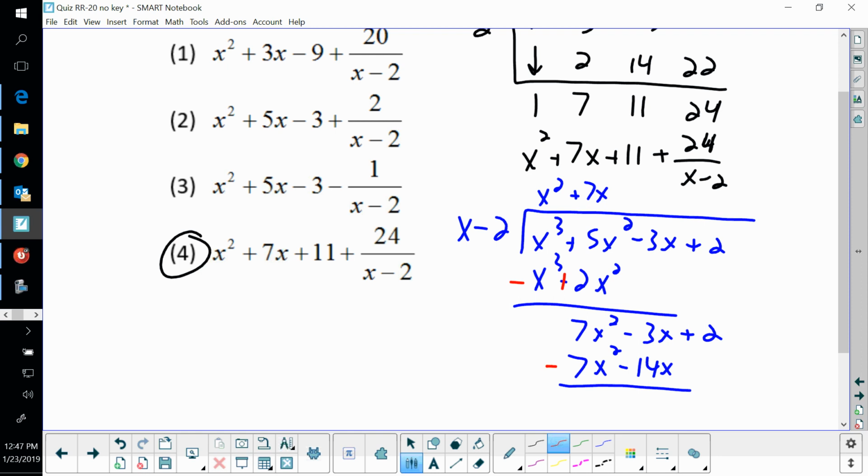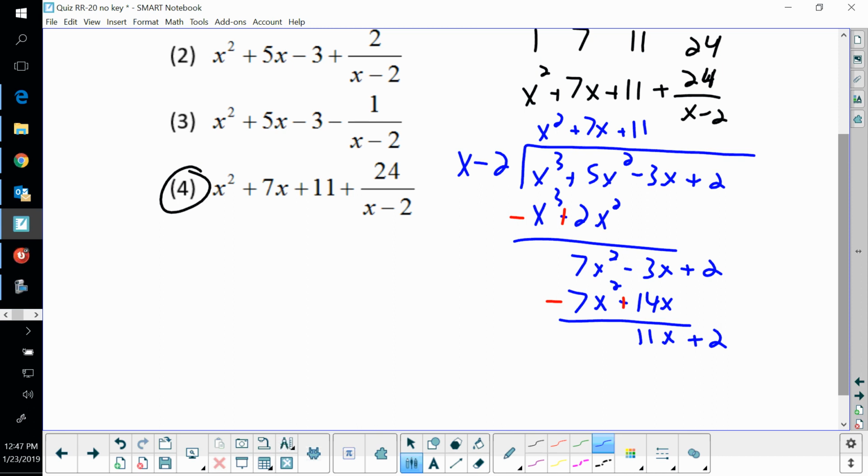We're going to subtract, so we have to switch both signs. Just do whatever the signs say now. 7x squared minus 7x squared is 0. Negative 3x plus 14x will give us 11x. Carry down the 2. So what times x gives us an 11x? That's an 11. Multiply through, we'll get 11x minus 22.